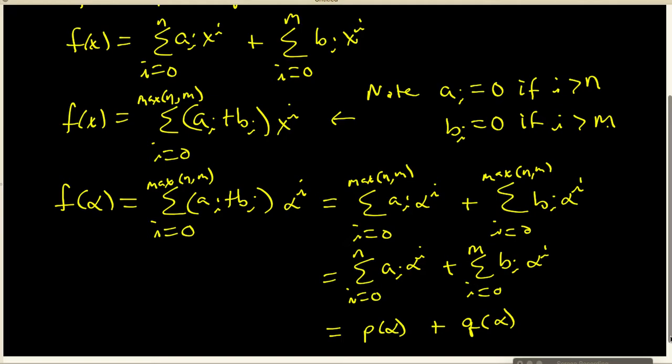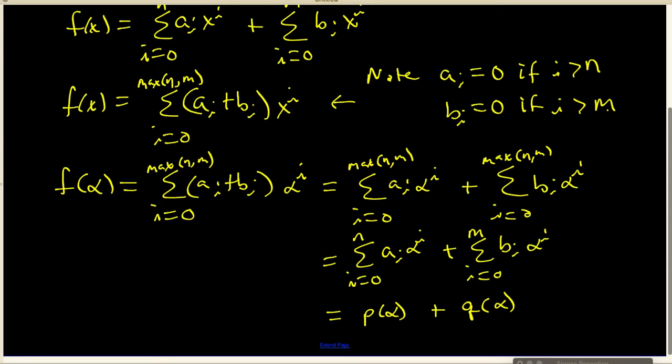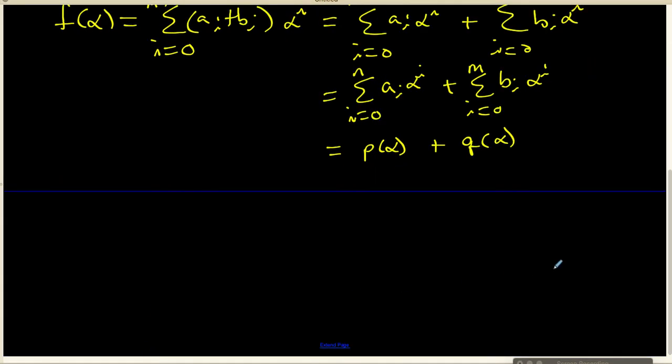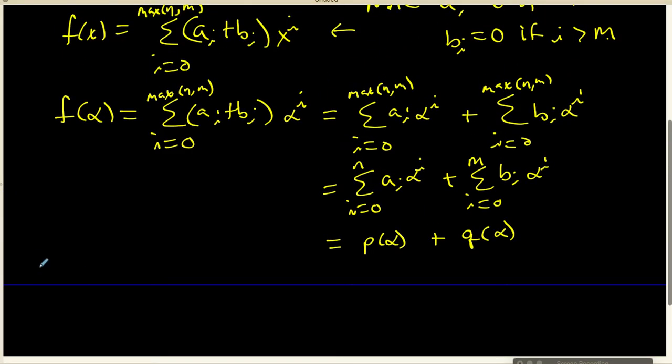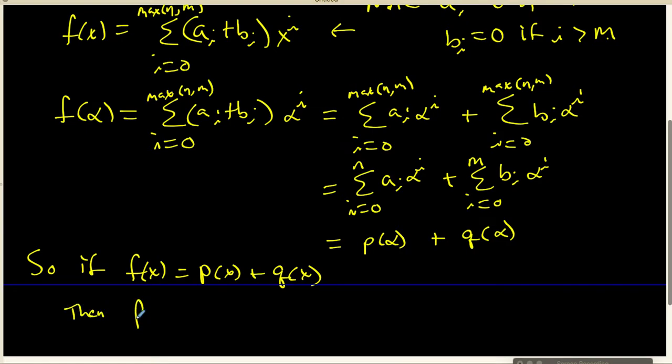In other words, evaluating sums of polynomials is pretty easy, and I want to state that at the bottom of this page. So if f of x is equal to p of x plus q of x, no surprise, then f of alpha is going to be p of alpha plus q of alpha.